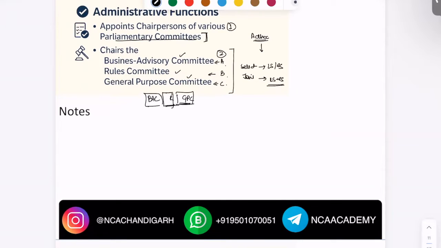Administrative function: appoints chairmen of various committees and is himself the chairman of 3 committees. Which ones? Rules, General Purposes, and Business Advisory. Remember it as BRC. Which one is it? B for Business Advisory. R for Rules committee. GPC, General Purposes Committee. He is already the chairman of these 3. Which ones? B, Business Advisory. R, Rules. GPC.